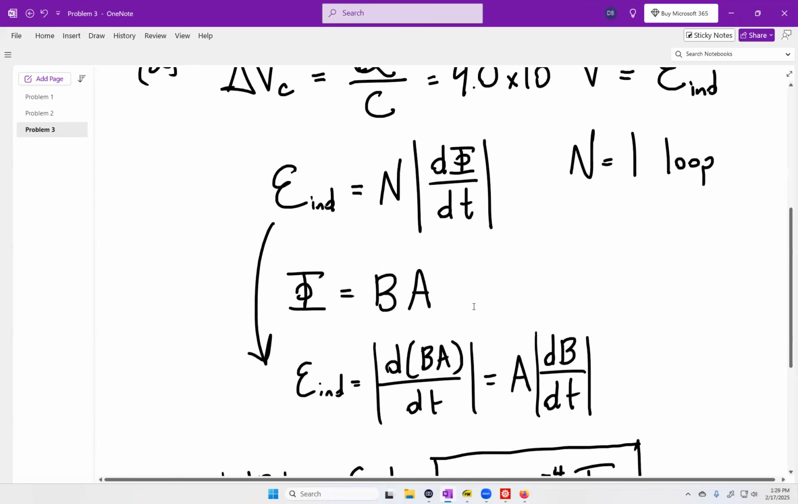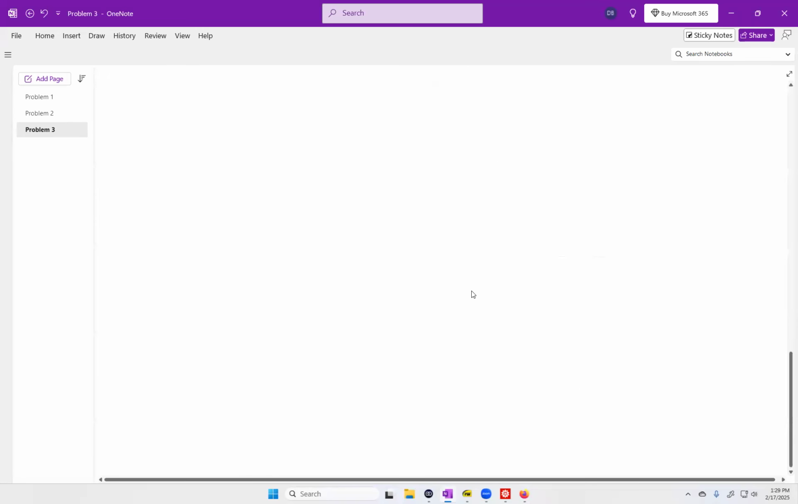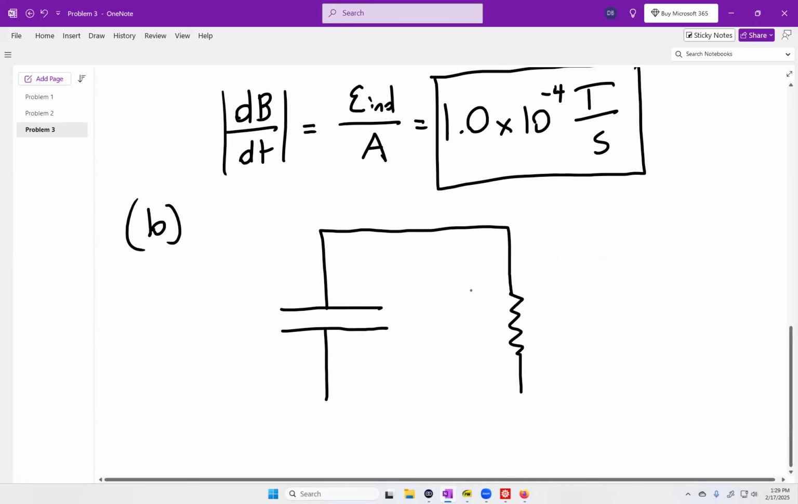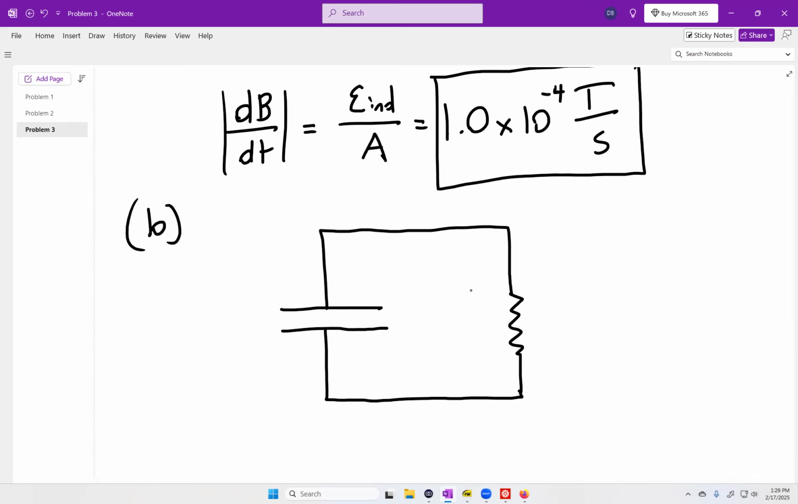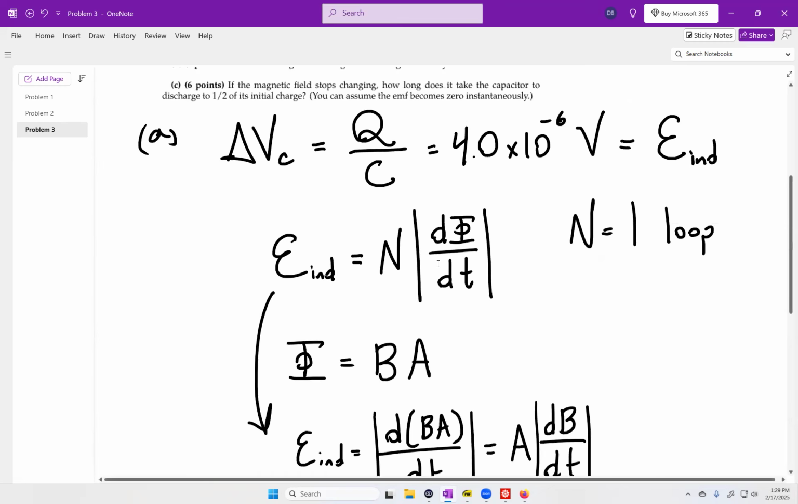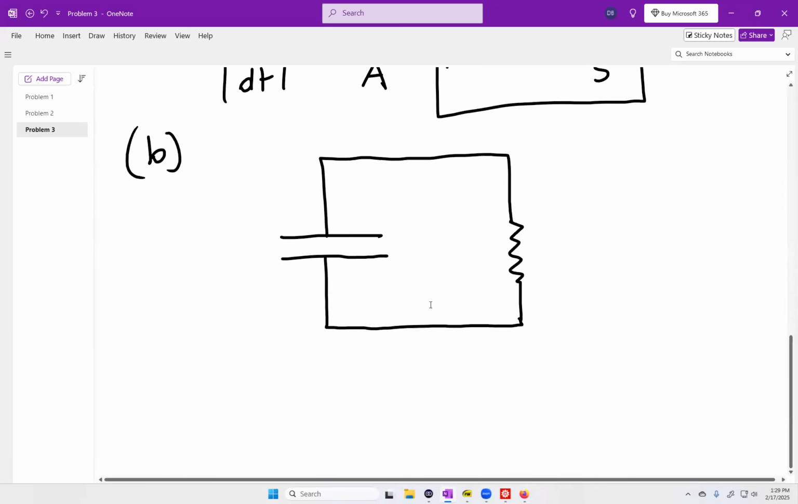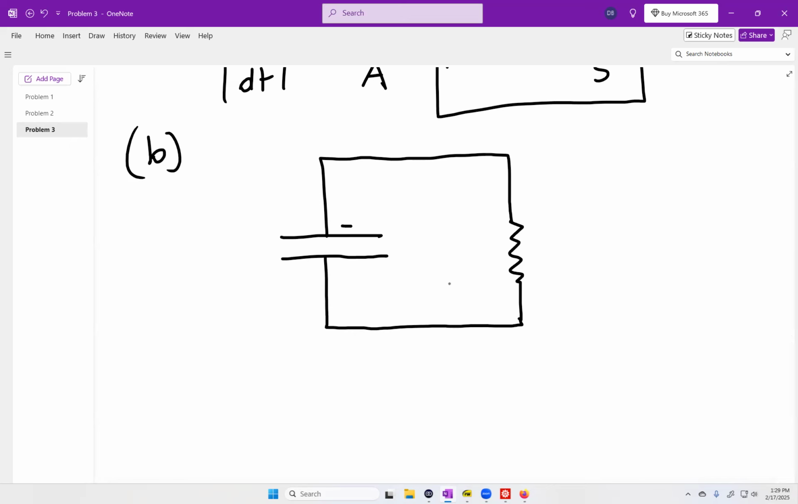And the way I would think about this is we know our capacitor. Let me draw this out a little bit larger. So let's think about when the capacitor starts out initially uncharged, and then we start changing the magnetic field. We don't know whether it's increasing or decreasing yet. We start changing the magnetic field, and the capacitor charges up with positive charge on the top plate and negative charge on the bottom.